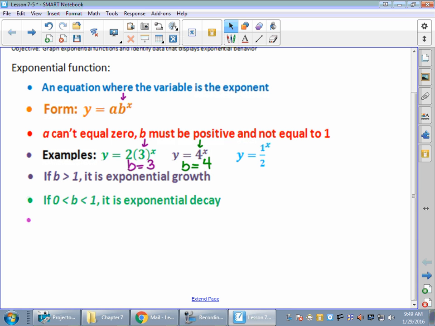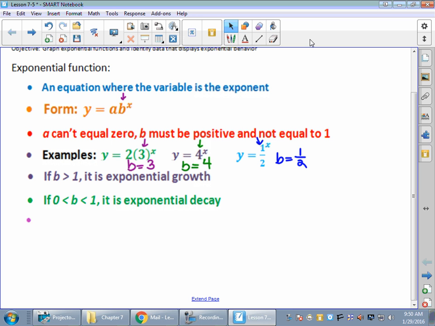If b is between 0 and 1, remember, it has to be positive, but it can be a fraction. If b is between 0 and 1, so a fraction, it is exponential decay. So in this example, y equals 1/2 to the x, my b value is 1/2. So that means it's exponential decay. And you'll see on the graphs what those look like.